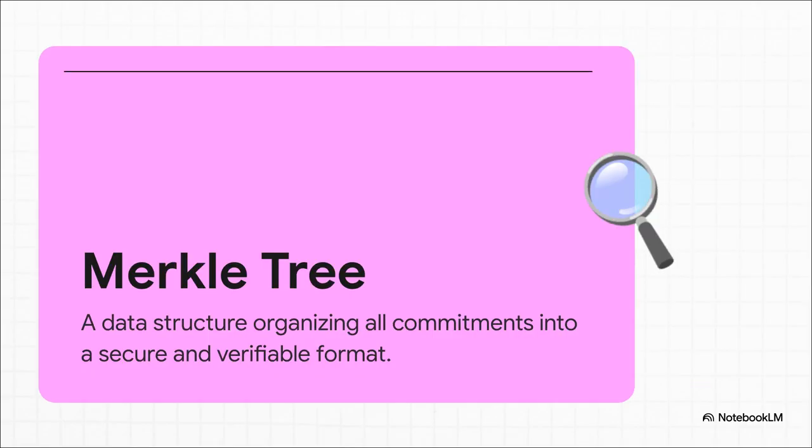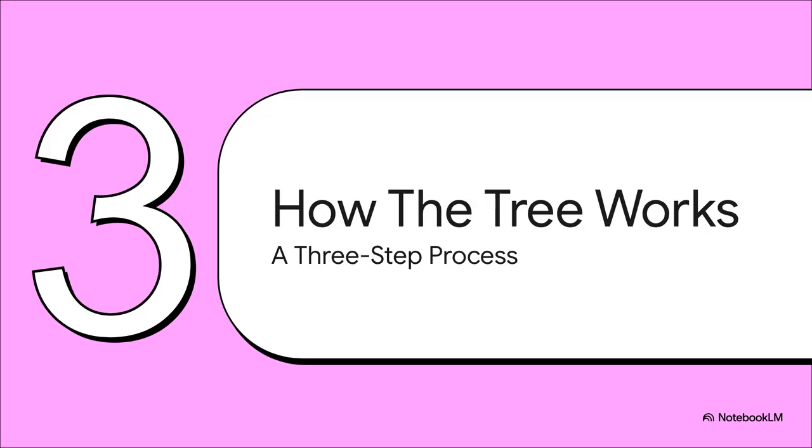So what is a Merkle tree, really? At its heart, it's a super clever way of organizing data. In a system like Harpo, it takes all the individual transactions, which are called commitments to help protect privacy, and it arranges them into this highly secure, totally verifiable structure. Okay, so how does this trust backbone actually work? I know it might sound complicated, but we can actually break it down into a pretty simple three-step process.